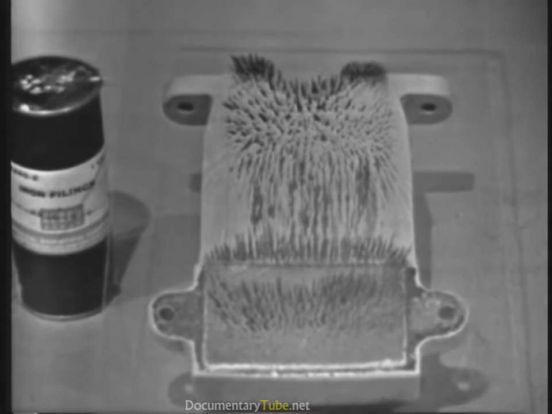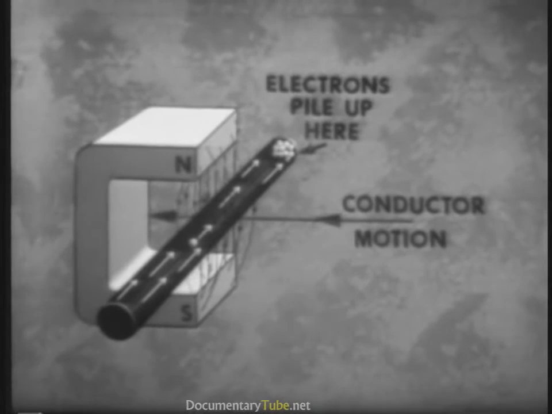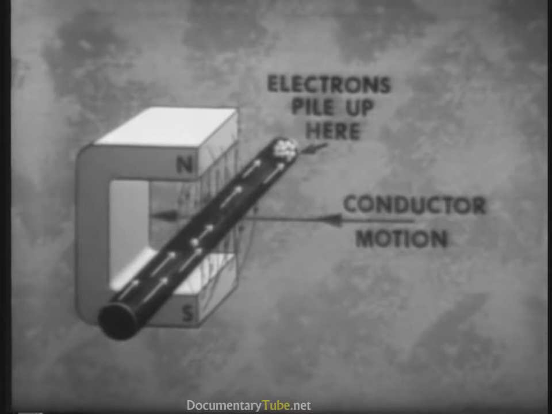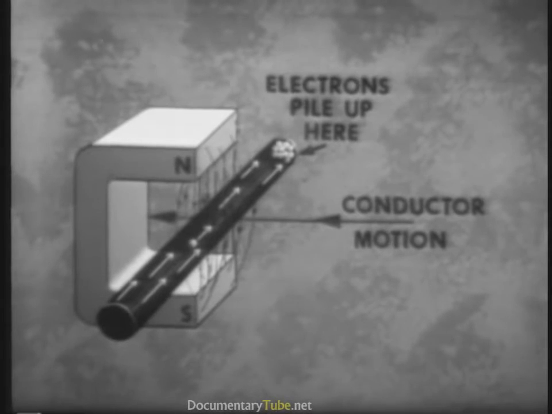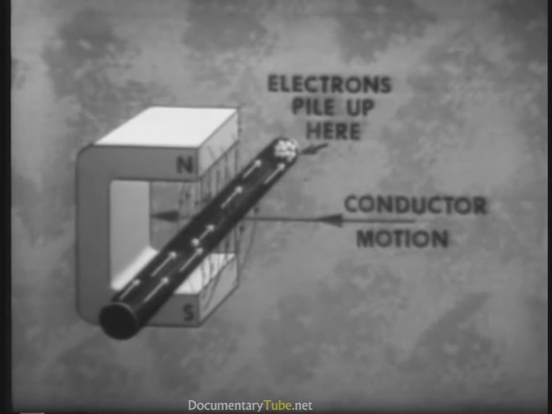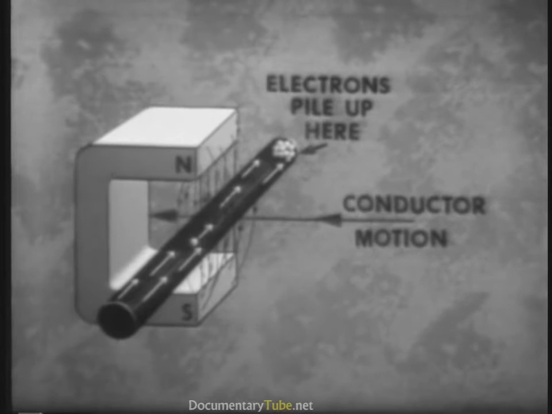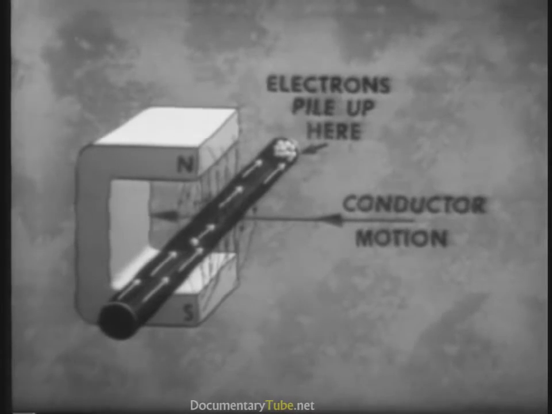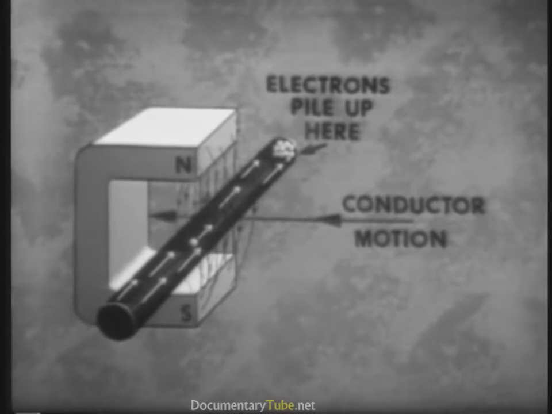Well, when a magnetic field is brought near a conductor, it will force the free electrons of the conductor to move toward one end. The end that gains electrons will be negative. The end that loses electrons, positive. Since charges are developed in the conductor, a voltage must exist across it.